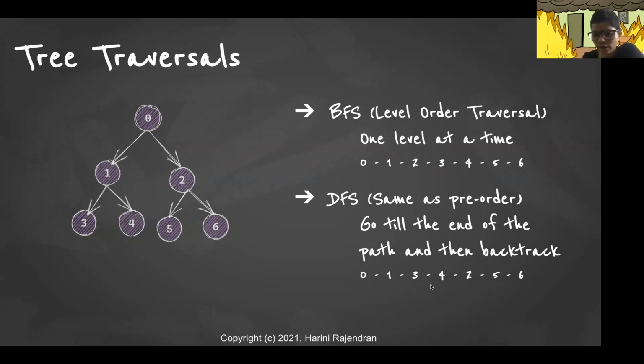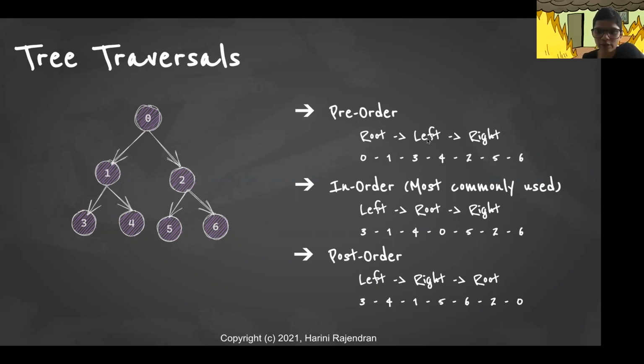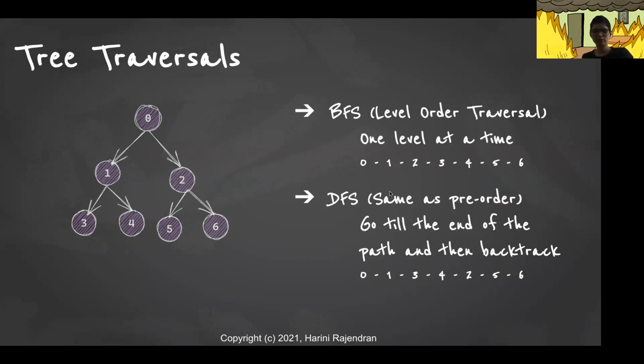If we just look at the order of the elements as the result of the depth first search, it would be the same as the pre-order traversal that we saw in the previous slide, where we visit the root first, followed by the left and the right subtree. So the pre-order traversal as well as depth first search gives the same order of nodes in the tree, just that they have different names. So these are the different kinds of tree traversals.